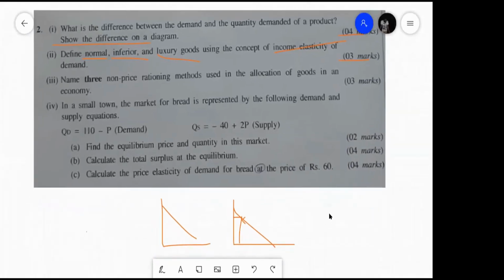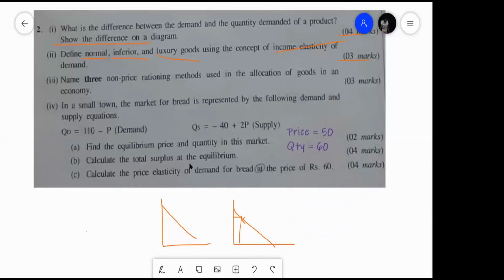Okay, part 4. In a small town, the market for bread is represented by the following demand and supply equation. Easy one. Can you all give me answers? The equilibrium price and quantity. How much do you all get? I'm getting different answers. Price is 50, quantity is 60. Okay, let me try to make this bigger. So that is the answer for part 1.